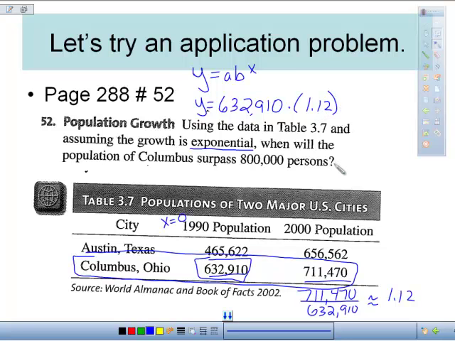Then we need to look at our exponent. How much time passed between our starting time and our ending time? Well, we went from 1990 to 2000, which was a difference of 10 years. So our exponent is going to be x over 10.